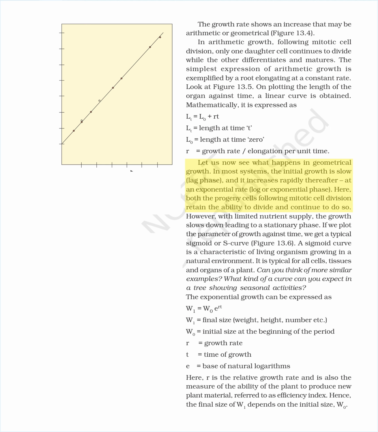In most systems, the initial growth is slow, lag phase, and it increases rapidly thereafter, at an exponential rate, log or exponential phase. Here, both the progeny cells following mitotic cell division retain the ability to divide and continue to do so. However, with limited nutrient supply, the growth slows down leading to a stationary phase. If we plot the parameter of growth against time, we get a typical sigmoid or S-curve, figure 13.6. A sigmoid curve is a characteristic of living organism growing in a natural environment.